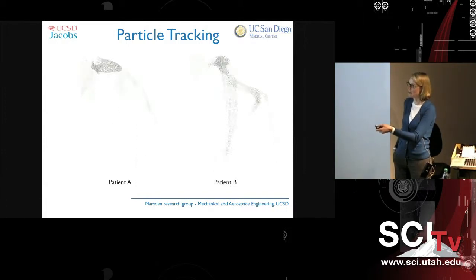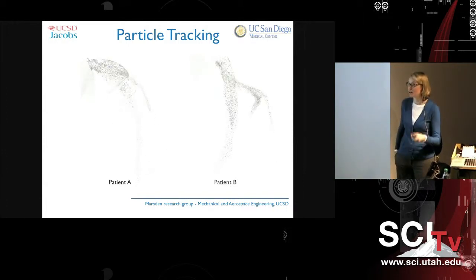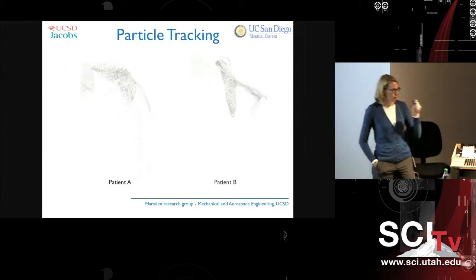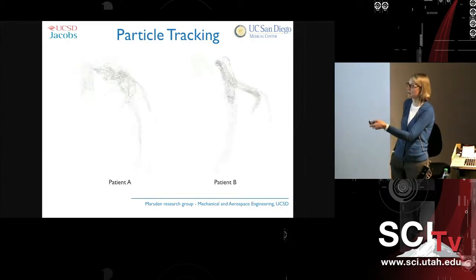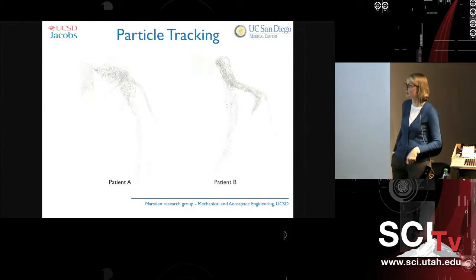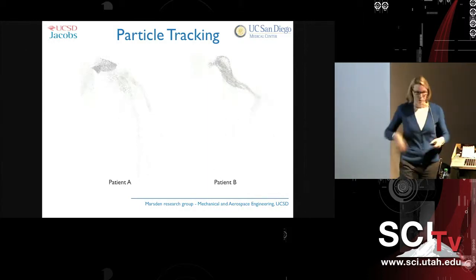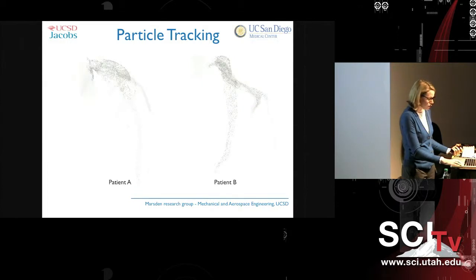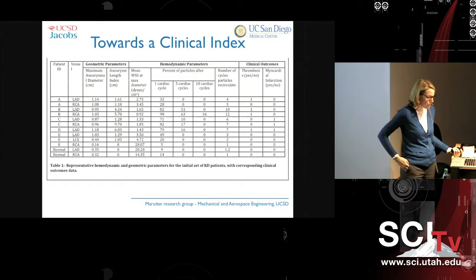And so this is an example of particle tracking, so looking at particle residence times inside the aneurysms in patient A and patient B. And again, you see that patient B had very slow, sluggish flow down the length of the aneurysm.